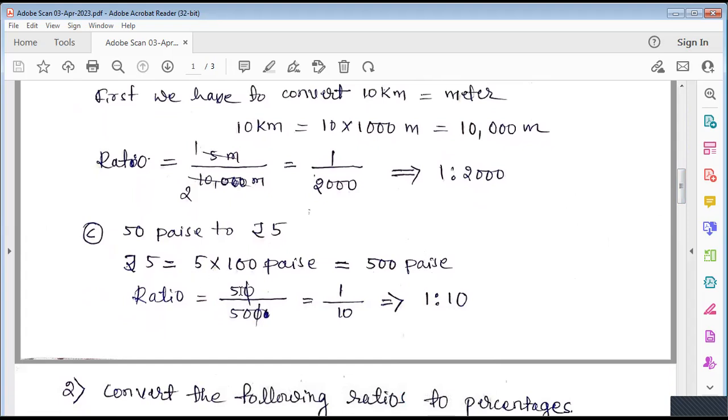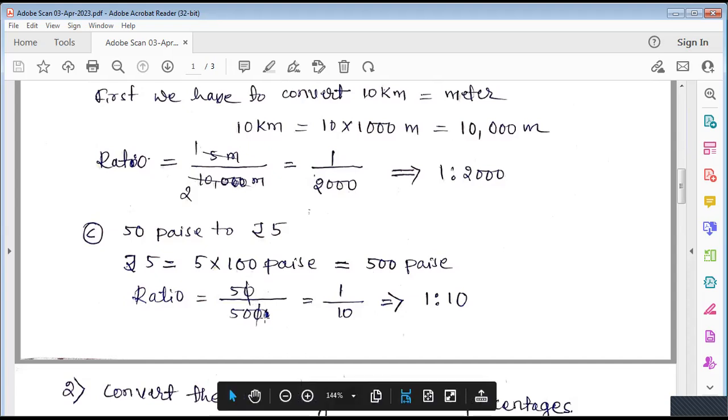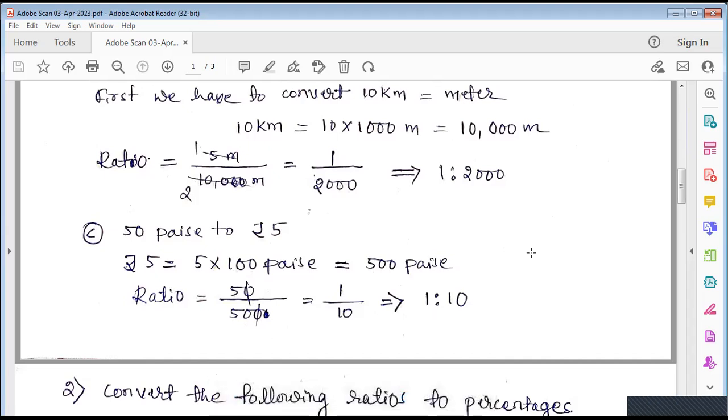Then take the ratio. 50 paisa is in the numerator, 500 paisa is in the denominator. So 100 gets cancelled, and you can cancel it, 5 ones are 5, 5 tens are 50. So you are getting 1/10. 1/10 is nothing but 1:10. So this is the ratio. So the first problem is over.